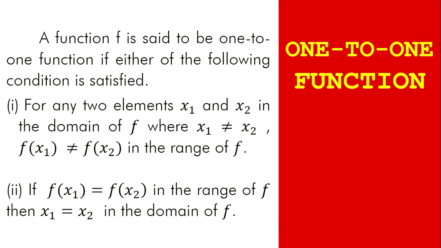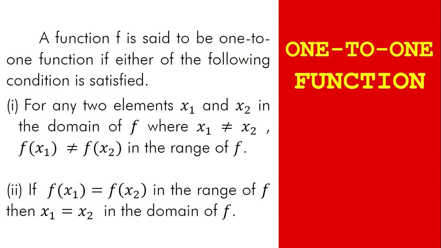Now, when it comes to the inverse function, first we need to recall the definition of a one-to-one function. A function is said to be one-to-one if either of the following conditions is satisfied. First, for any two elements x sub 1 and x sub 2 in the domain of f, where x sub 1 is not equal to x sub 2, then f of x sub 1 is not equal to f of x sub 2 in the range of the function. Second, if f of x sub 1 is equal to f of x sub 2 in the range of the function, then x sub 1 is equal to x sub 2 in the domain of f.